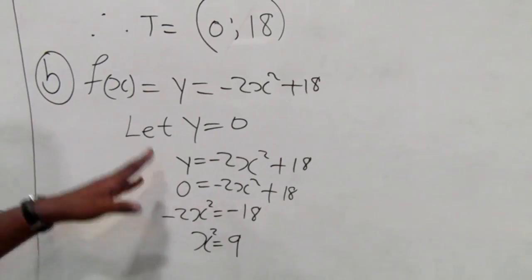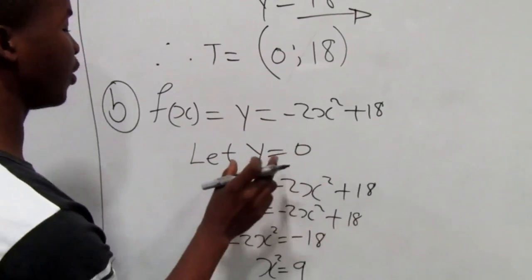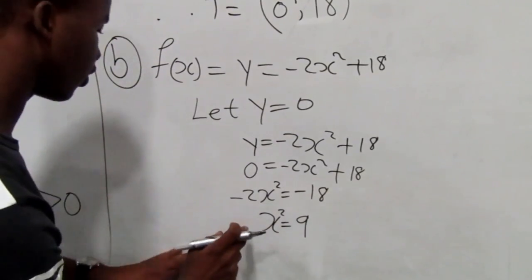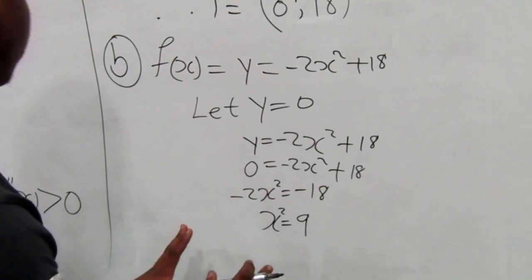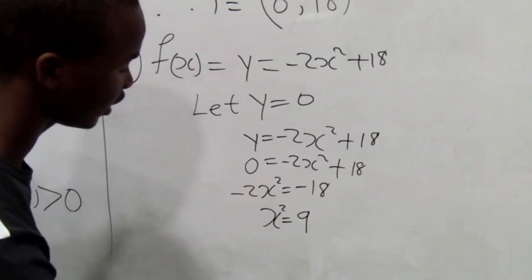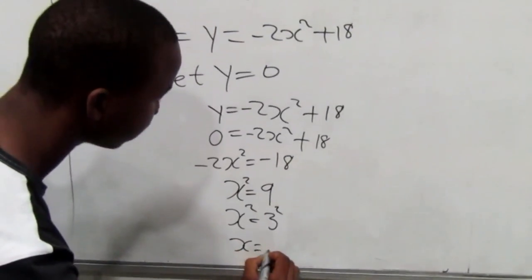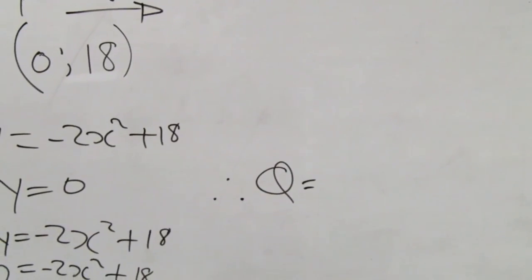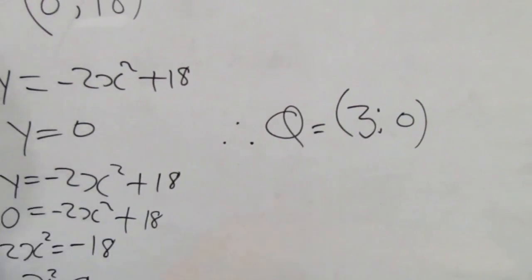Then when you arrive here, since we know that our y value of point Q is equal to 0, now we can calculate our x value. As we are calculating it, we cannot put a square root since we want the x value only. If we put a square root, we are going to get two values, but we don't want two values because we are not being asked about point P. So we are going to demonstrate this 9 in exponential form, which is going to be x squared is equal to 3 squared, therefore x is equal to 3. Then you conclude by saying therefore point Q is equal to 3, and our y is 0. Then we are done with point Q.